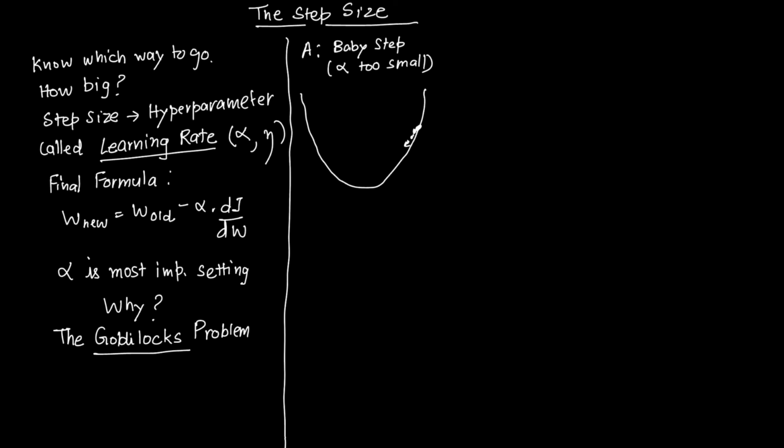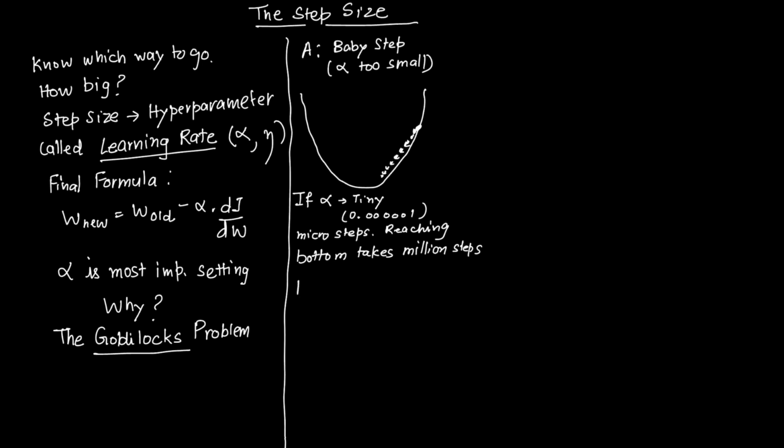If alpha is tiny, like 0.000001, you take microscopic steps. Yes, you will eventually reach the bottom, but it will take you 10 million steps. The model trains forever. Your GPU credits will run out. Your startup goes bankrupt before the model converges. Verdict: safe but too slow.